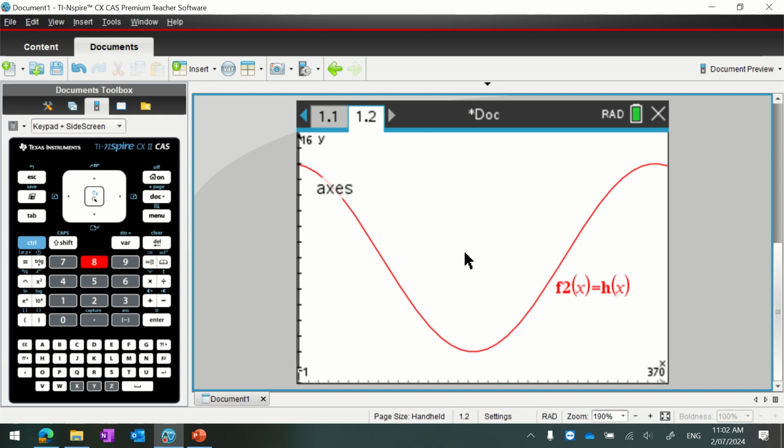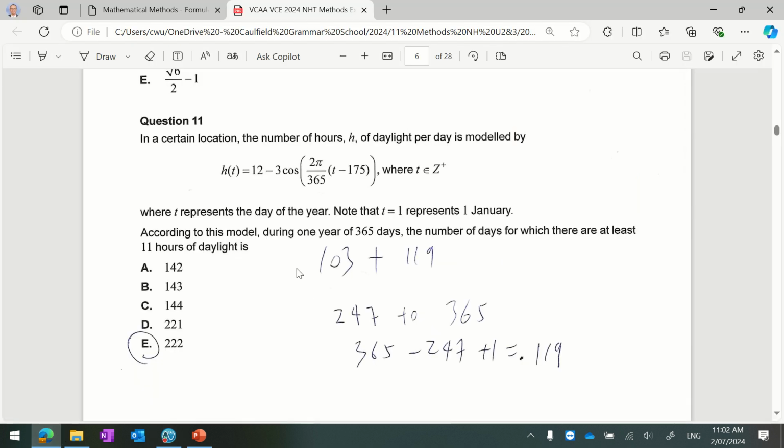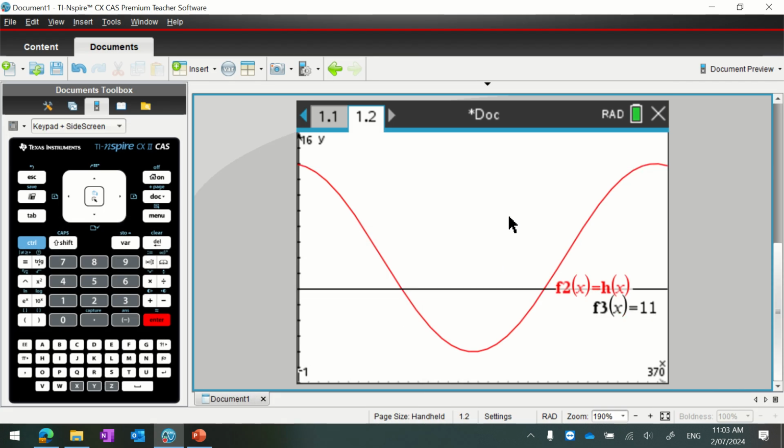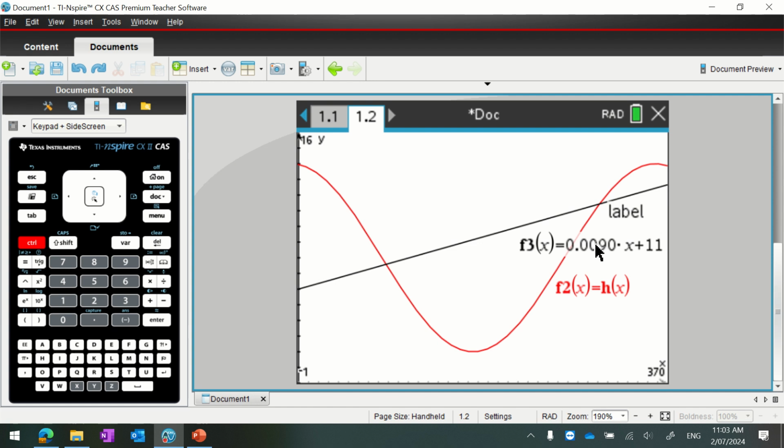Something like this. And now I can see that clearly. This is the graph for basically one cycle. The window of view has gone over a period, but that's intentional. And then I need 11 hours of daylight, so I need to draw 11. So this is y equals 11.